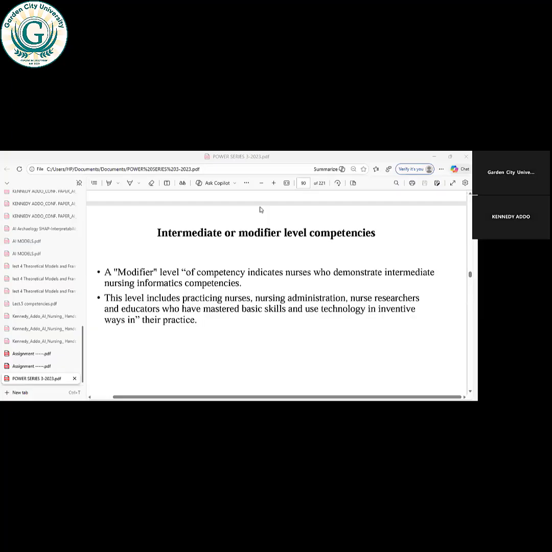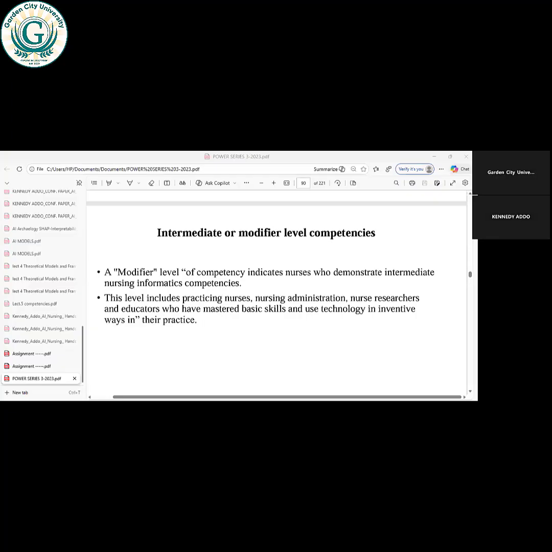This affects diverse areas of nursing where nurses work, and those who have mastered basic skills and use technology in inventive ways in their practice. So I think the system that we are working with, we have mastered some basic skills that enable us to use such a system to manage our patients. And that's a skill set. It gives a description of somebody who is considered intermediate or modifier.